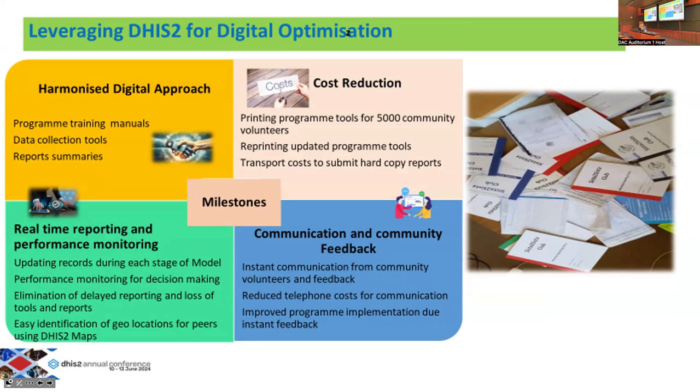But with the coming in of DHIS2, we managed to compress all this into one mobile device and have all these tools being managed on one mobile device. We've also managed to reduce our costs in terms of printing and reprinting. So you'd find that this is a very huge project where we have over 5,000 community volunteers using DHIS2. So we appreciate that our monitoring and evaluation tools are updated over time as they are reviewed. So reprinting these tools would really cost us a lot as a country. And with DHIS2, we have reduced printing and reprinting costs by simply updating our computerized tools.